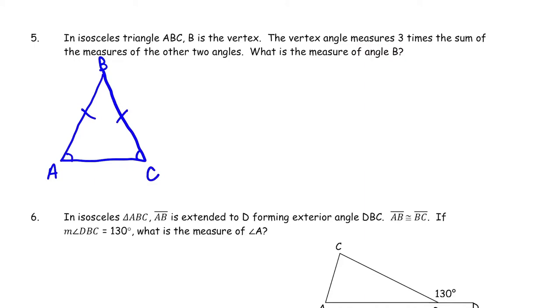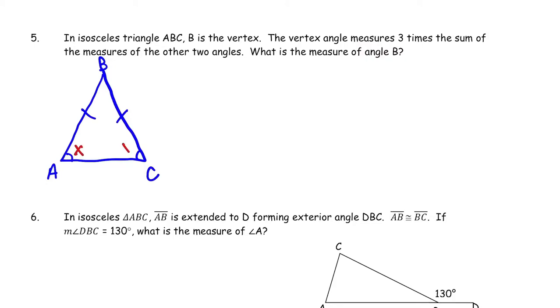B is the vertex. And this question is really tricky. Probably the hardest one in the entire unit. I think it used to be on a test and nobody would ever get this right because it says the vertex angle measures 3 times. And at first you're thinking, oh, great, 3x. 3 times the sum, which means add, of the measures of the other two angles, which happen to be the base angles. So what I need to do first is make each base angle x.